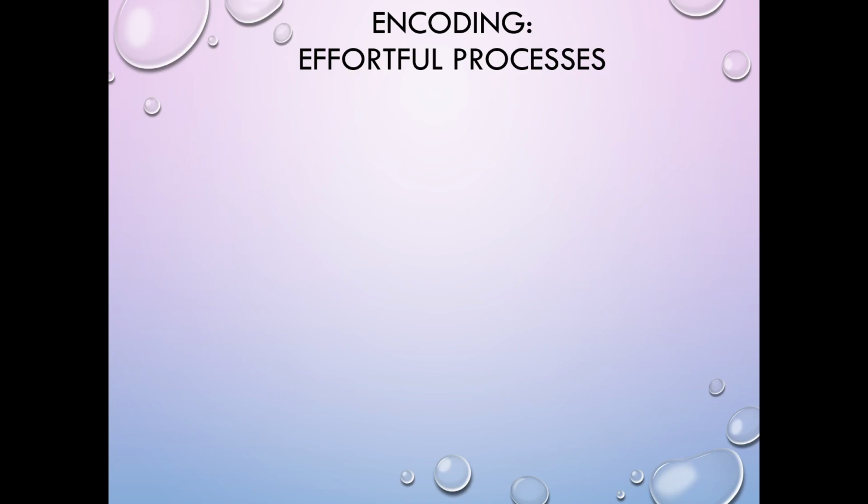All right, let's begin. Encoding can be broken down into two different kinds of processes: the effortful ones, the kind of processes that require attention, and then the automatic processes. Let's start with the effortful ones.